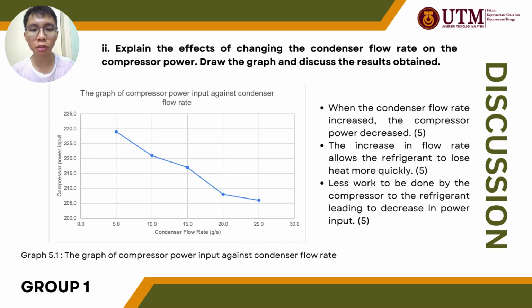The graph shown below is the graph of compressor power input against condenser flow rate. Based on graph 5.1, we observe that when the condenser flow rate increases, the compressor power decreases. Besides, when the flow rate increases, it allows the refrigerant to lose heat more quickly. This leads to a decrease in power input, since less work has to be done by the compressor on the refrigerant.